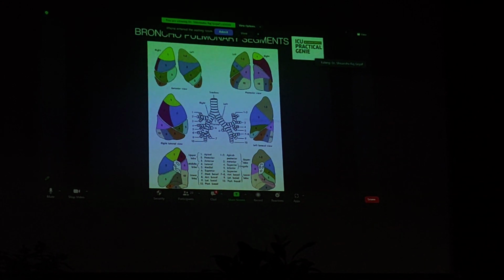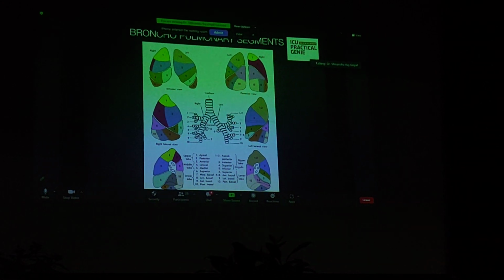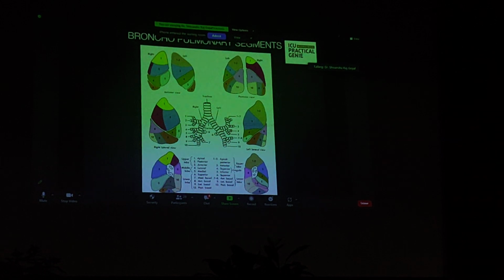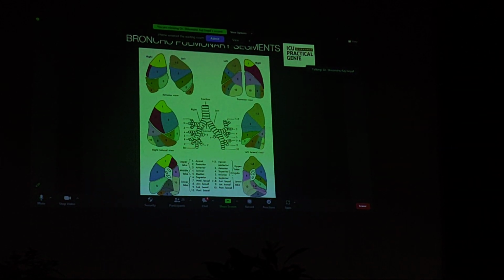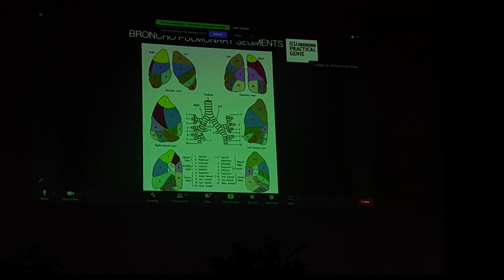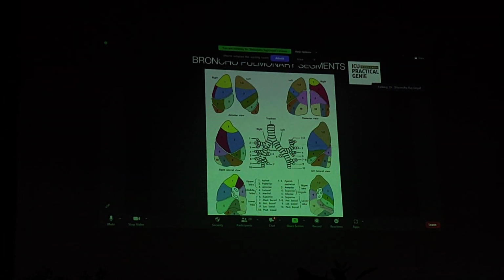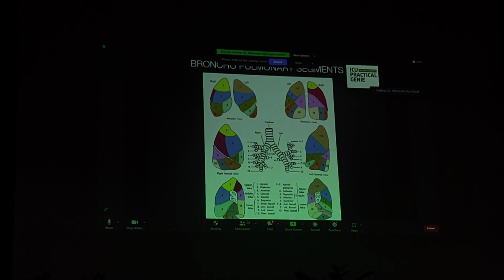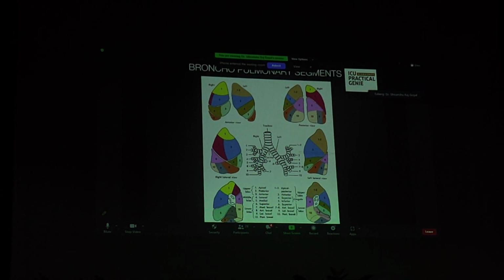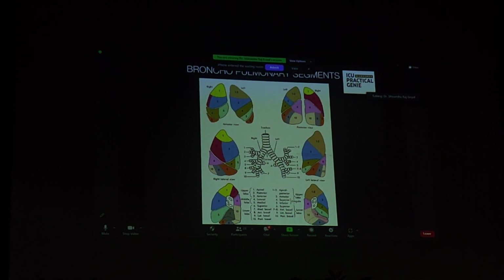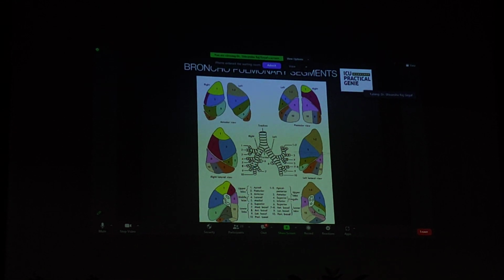On the left side you have the upper lobe, where the apico-posterior is fused into one segment. Then the anterior segment. Then comes your lingula, where you do not have medial and lateral, you have superior and inferior lingula. Then you have the lower lobe. The only important point to remember in the left lower lobe is that the medial basal segment is missing.